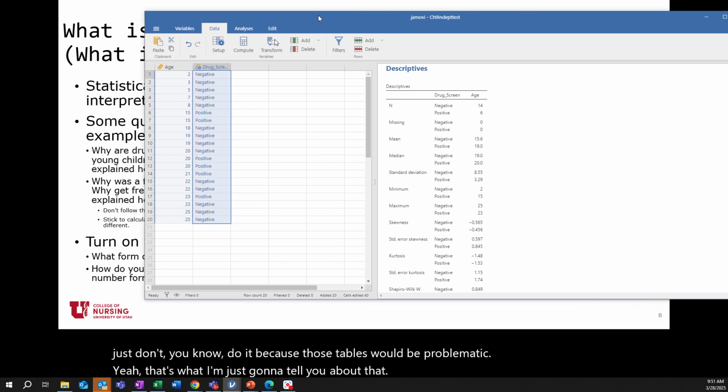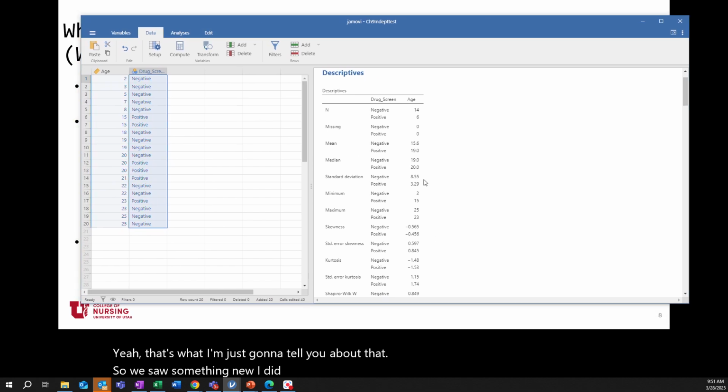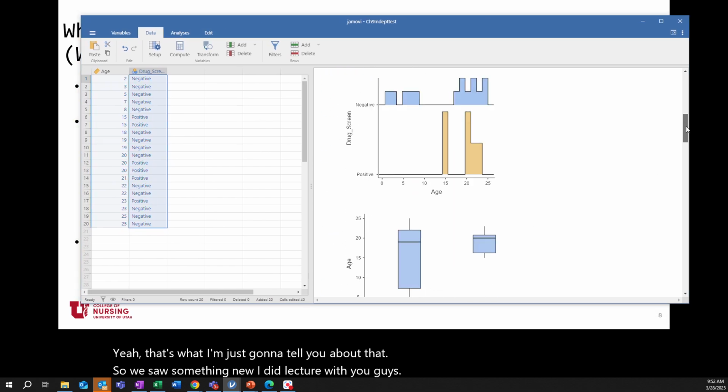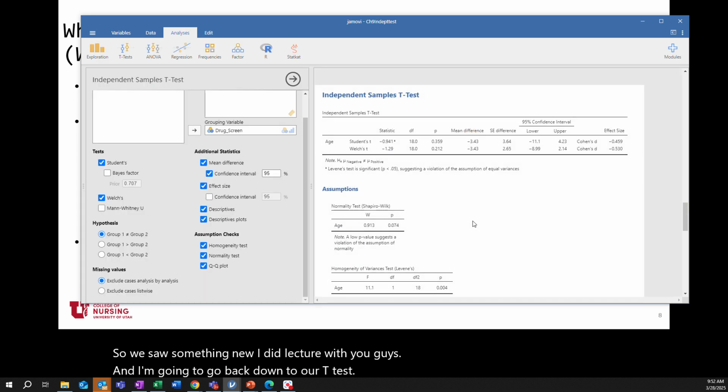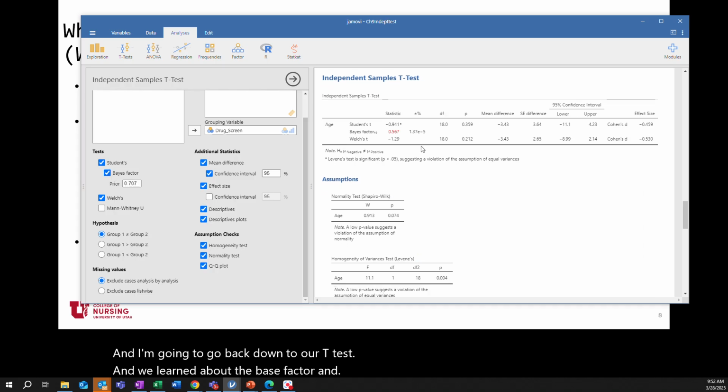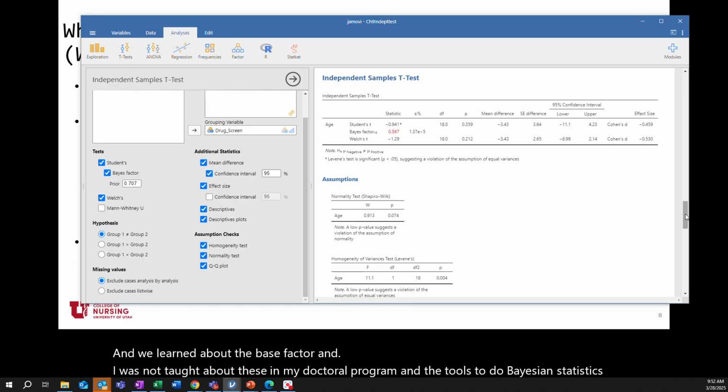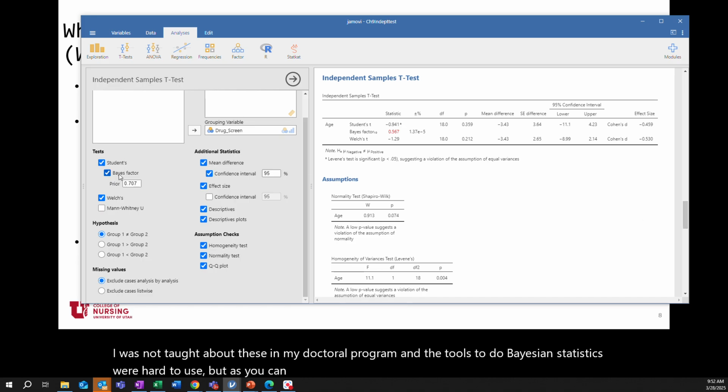So we saw something new. I did lecture with you guys, and I'm going to go back down to our t-test. And we learned about the Bayes factor. And I was not taught about these in my doctoral program, and the tools to do Bayesian statistics were hard to use. But as you can see here in a quite easy to use program, we now have a checkbox that we can turn on to get a Bayes factor. And so I thought it was worth mentioning to you guys that this exists.